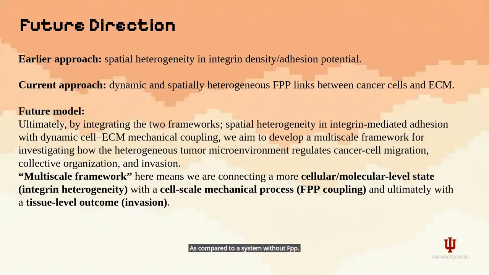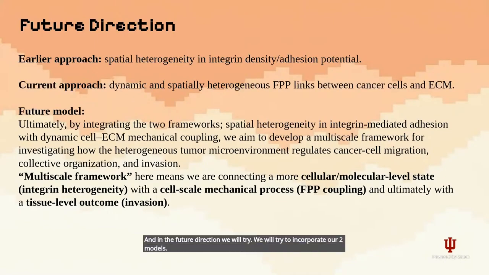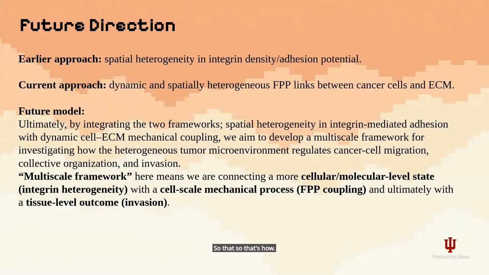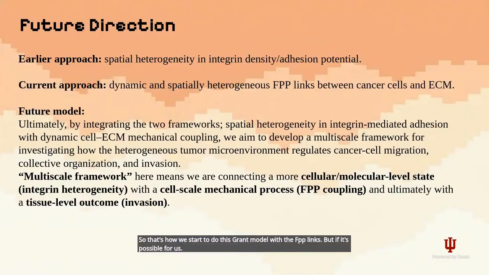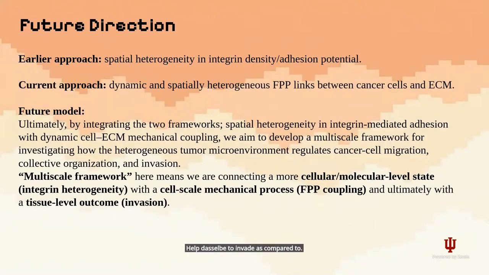And in the future direction, we will try to incorporate two models that I'll show you in just a minute. The previous one that we were trying to do is an integrin based adhesion flux coupling between cell and ECM, which we failed to actually conclude. And that's how we started to do this current model with the FPP links. But if it's possible for us to link this integrin based adhesion flux and FPP links together, we could see how the tumor microenvironment can help the cell to invade as compared to studying a particular cell.